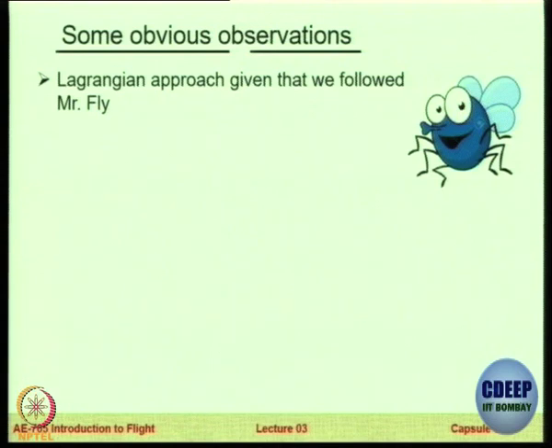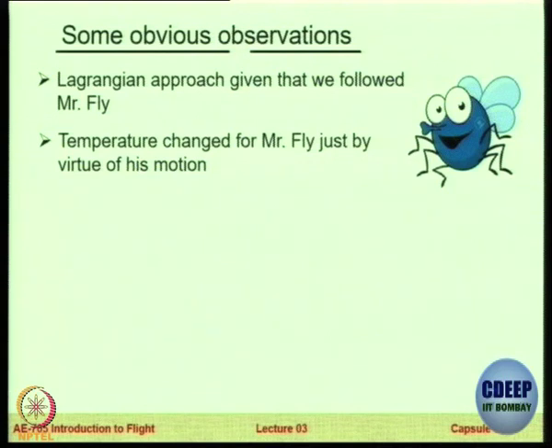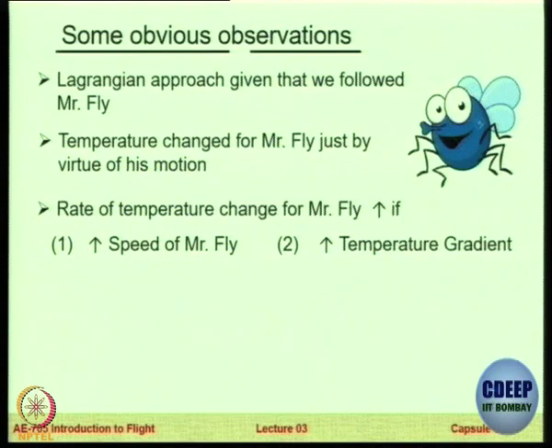Since we are now focusing along a line, remember the sensor is mounted on the bumblebee. But the bumblebee is moving. Therefore, the recordings, or the approach for Mr. Fly, is basically a Lagrangian approach. Then the temperature changed simply because of its motion and change in location. So it is a property which is a function of its location.